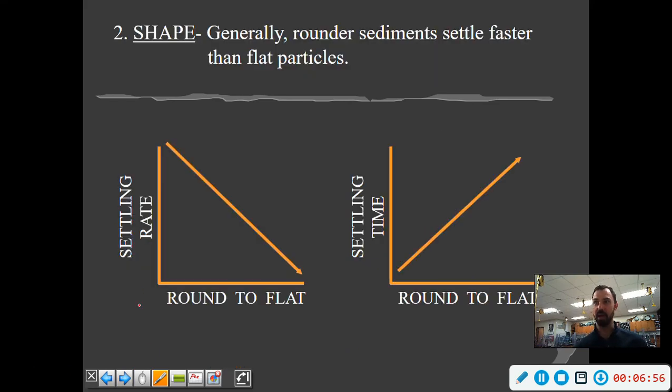Shape, on the other hand, the rounder sediments will settle faster than the flat sediments. Okay, so you can clearly see that on the bottom left graph. So round is greater than flat, and then time is the opposite. So round takes less time than flat, because the flat will kind of flop around in the water. Also, the water has to go around that flat surface, so it takes longer for it to settle down to the bottom.